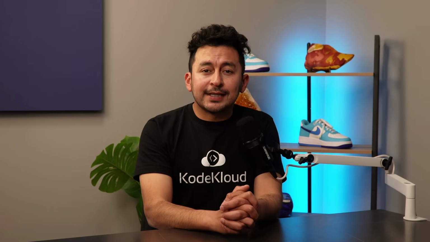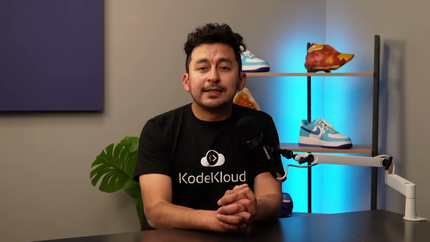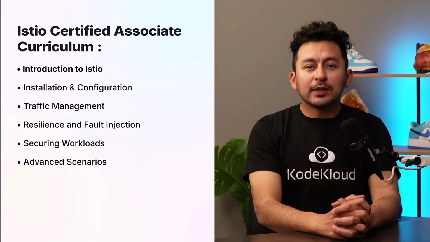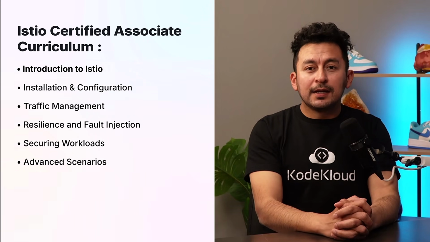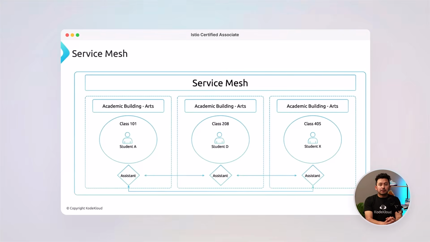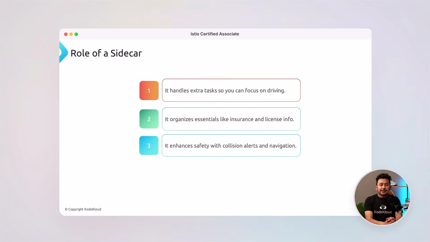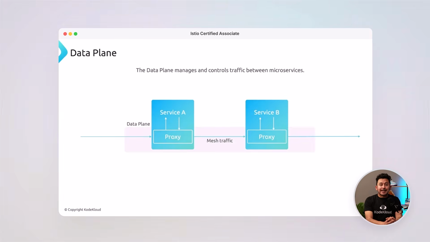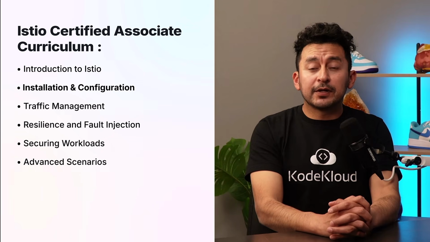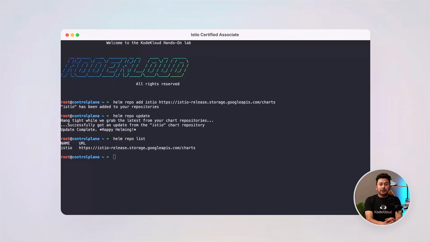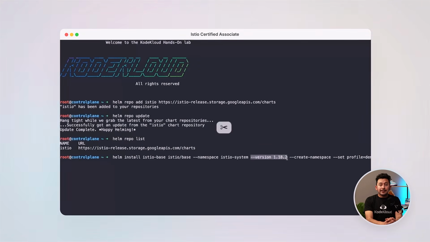Achieving your ICA certification validates your foundational knowledge of Istio architecture, traffic management, resilience strategies, and secure service-to-service communication, making you a standout candidate in today's cloud-native job market. Let's take a quick look at what you'll learn in this course. In the introduction section, you'll explore the fundamentals of a service mesh, the Sidecar Proxy model, and why Istio is essential for managing microservices at scale. Next, in the installation and configuration section, you'll learn how to install Istio using istioctl, Helm, and the Istio operator.